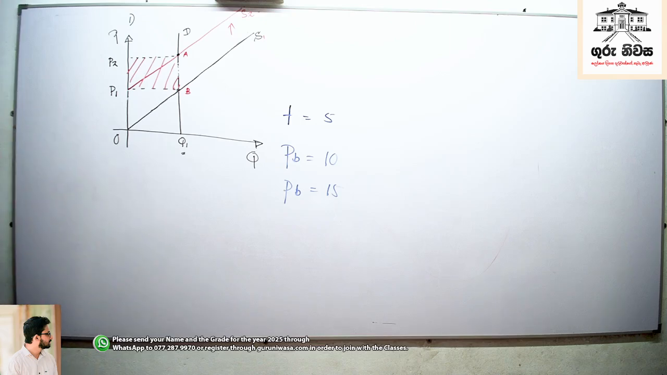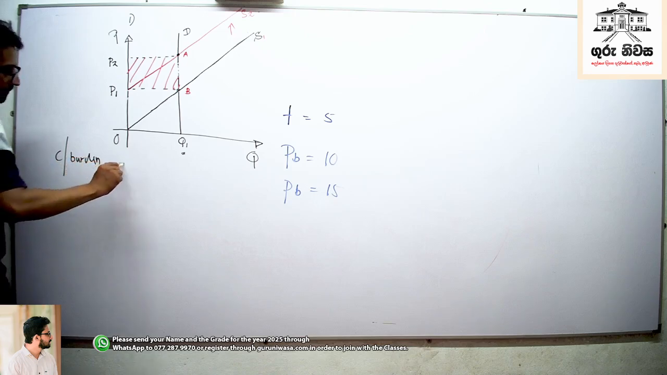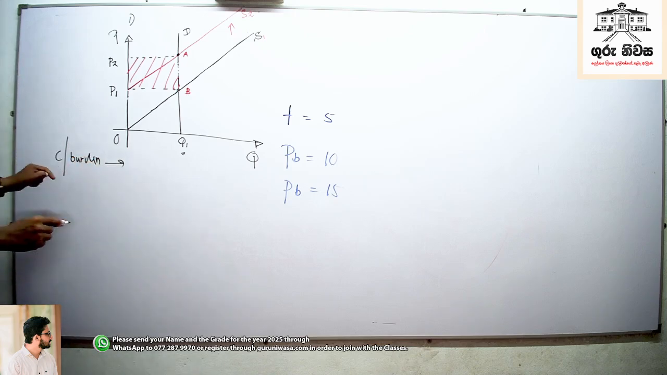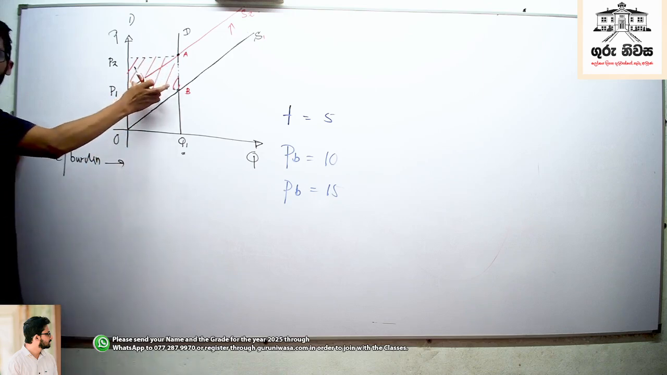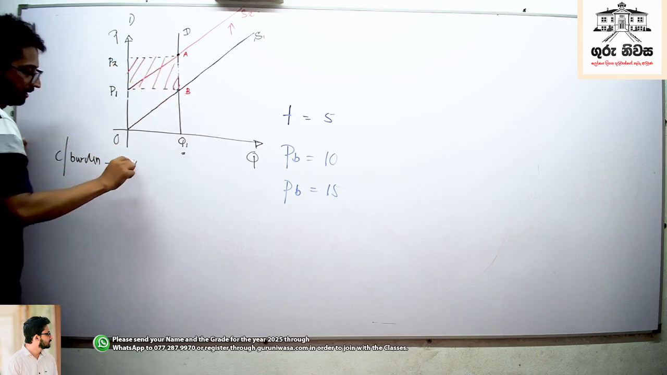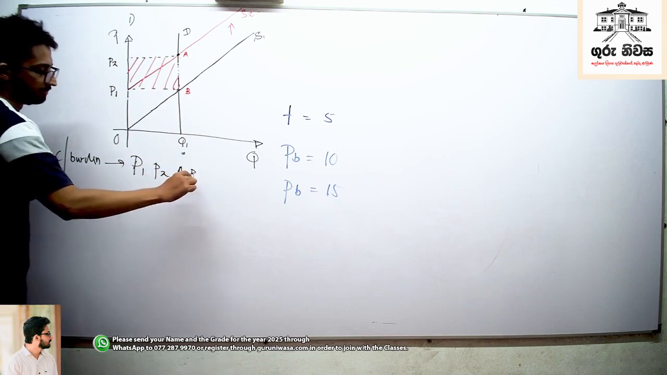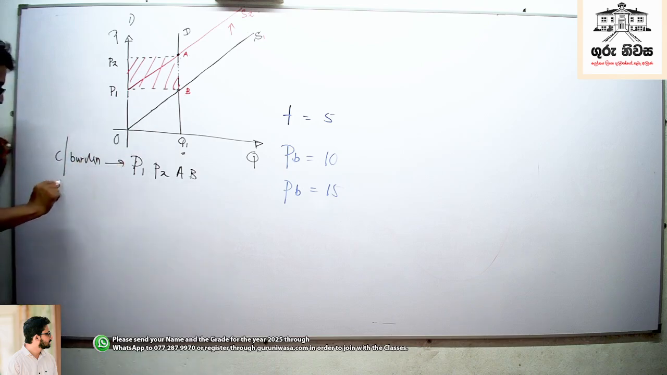Now you can complete the consumer tax burden below the curve. Consumer tax burden. In letters, can you say it? The entire tax burden goes to the consumer, so you can say P1, P2, A, B. Consumer tax burden is P1, P2, A, B.